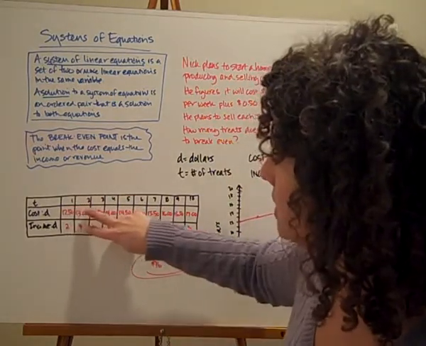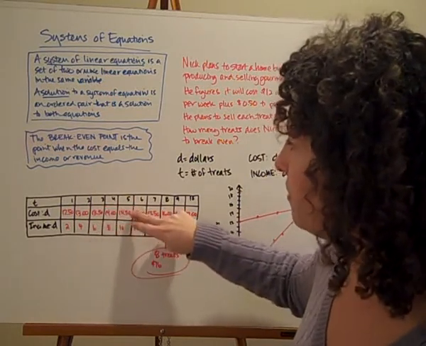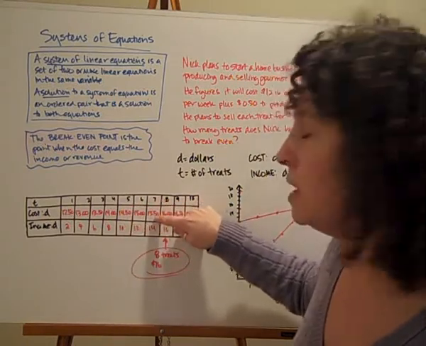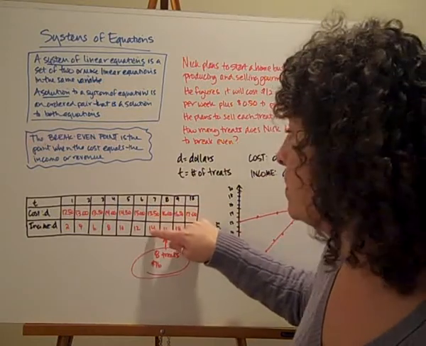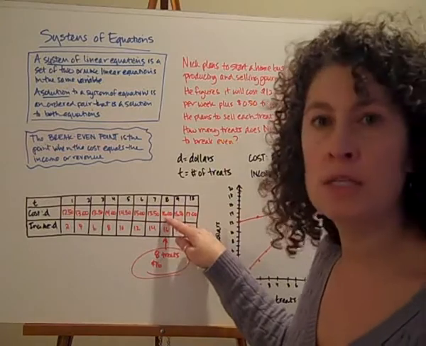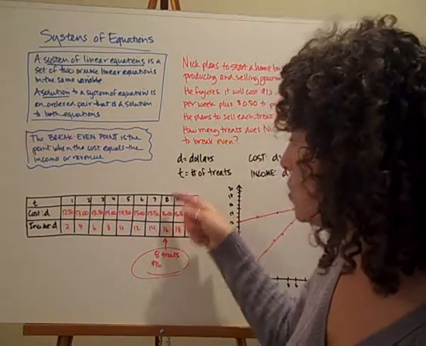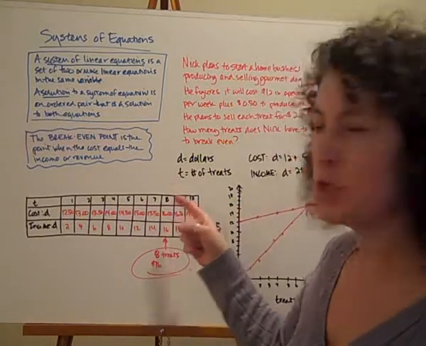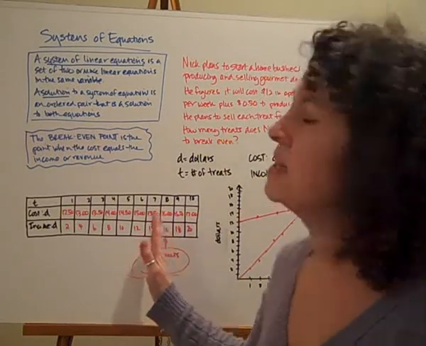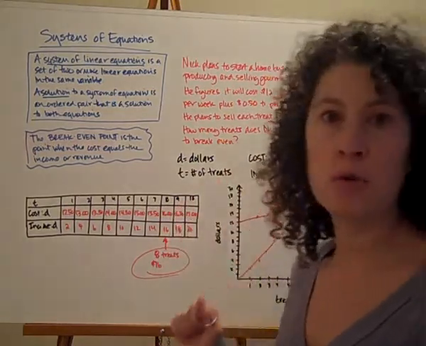You'll notice here that with these lower amounts of treats, it's always costing him more than he's getting. At 5 treats, it costs him $14.50, but he only made $10. That's a bummer. At 7 treats, it cost him $15.50, but he only made $14. You'll notice at 8 treats, it costs him $16, but he's also going to make $16. So 8 treats is the magic number for him. 8 treats is where things start to tip. That's the break-even point. If he sells anything below 8 treats, he's losing money, and if he sells anything above 8 treats, now he's going to make some money.